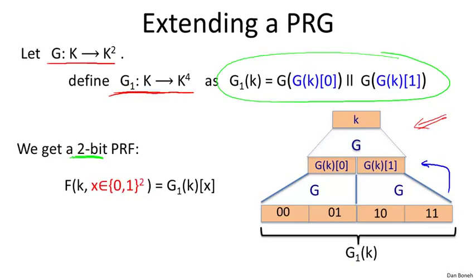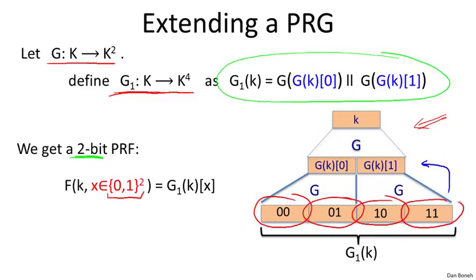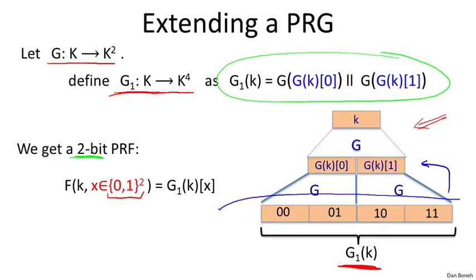Now that we have a generator from K to the 4th, we actually get a 2-bit PRF. Namely, given 2 bits, 00, 01, 10, or 11, we'll simply output the appropriate block of the output of G1(k). So now we have a PRF that takes 4 possible inputs as opposed to just 2 possible inputs as before. The question you should be asking me is, why is this G1(k) secure? Why is it a secure PRG? That is, why is this quadruple of outputs indistinguishable from random?